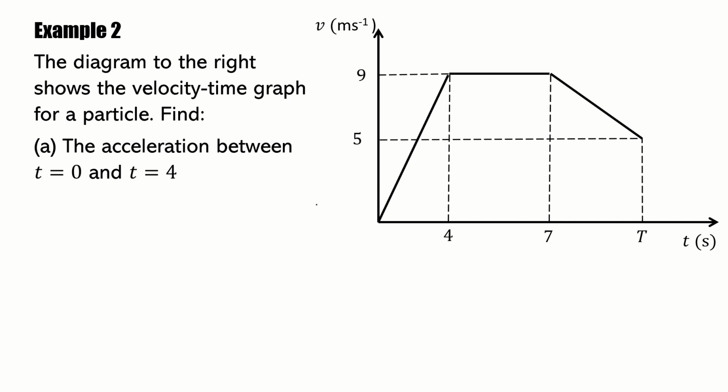So work out the gradient between those 2 points. Therefore, acceleration will equal the change in y, but it's the change in v instead. So 9 take away 0, divided by what would normally be the change in x, but now it's the change in t. So 4 take away 0, and therefore that's 9 over 4.